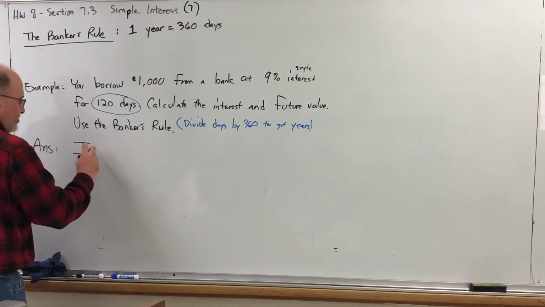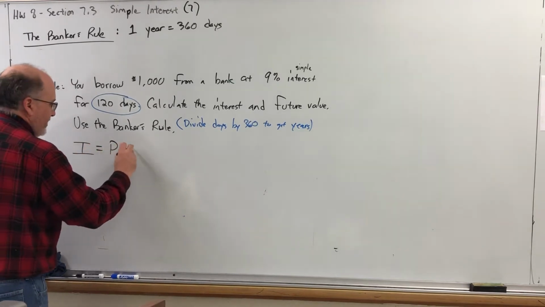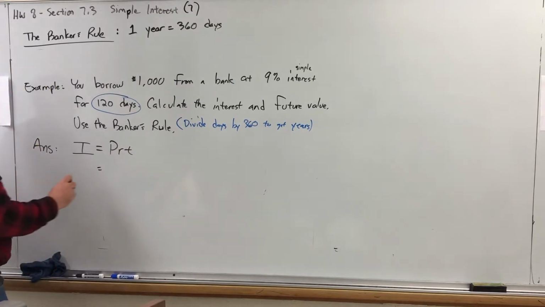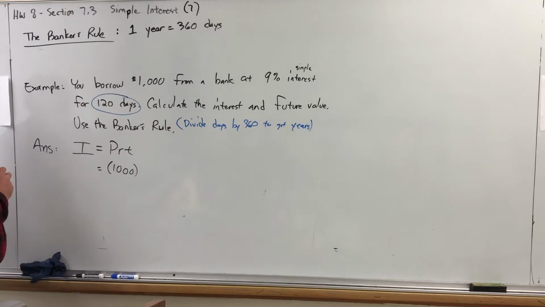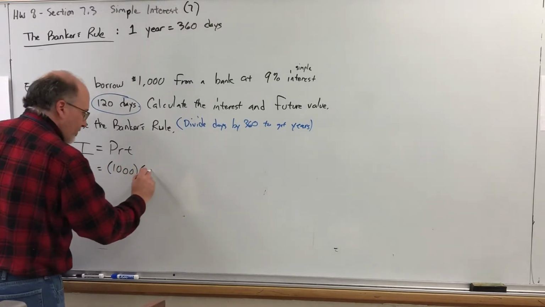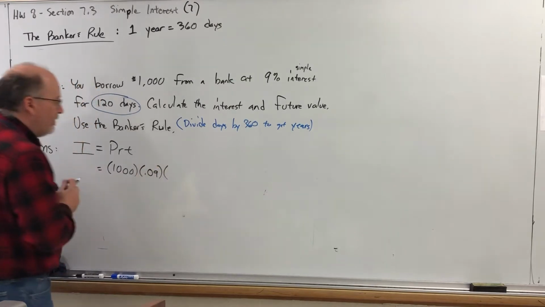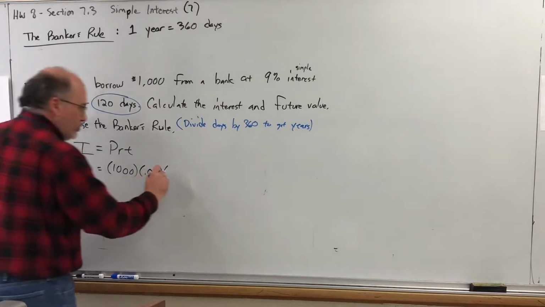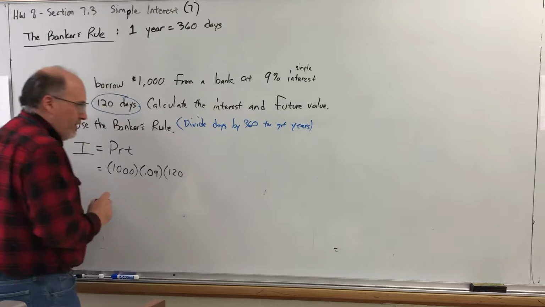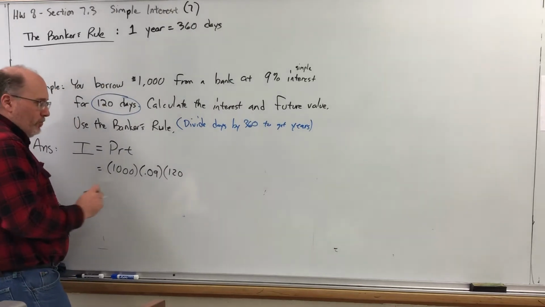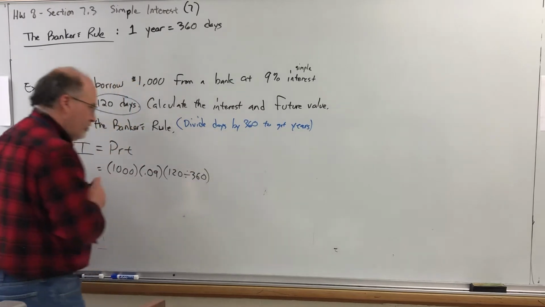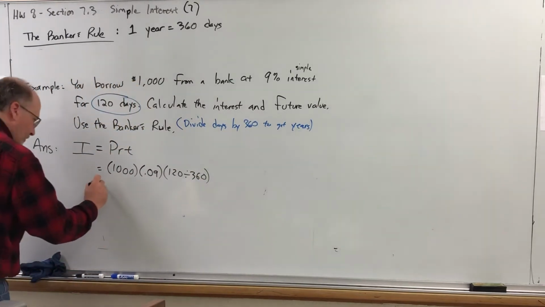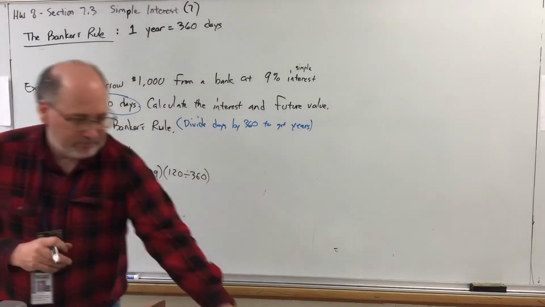Our formula is still the same, I equals PRT. Our principal is 1,000, so let's just write that in there. Our interest rate is 9%, so if we move the decimal 2 places to the left, we get 0.09. And our time is 120, but it's days. Banker's Rule says to divide days by 360 to get years. So let's see what that equals.